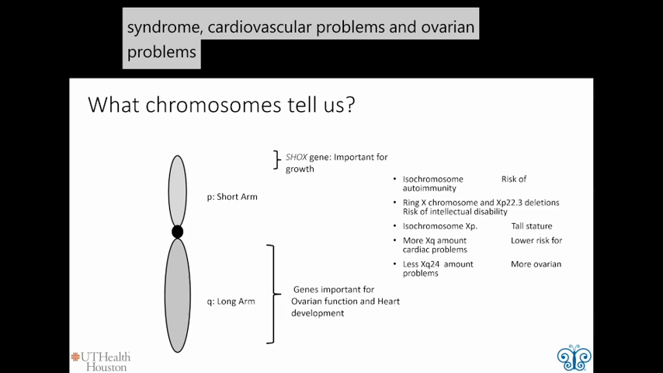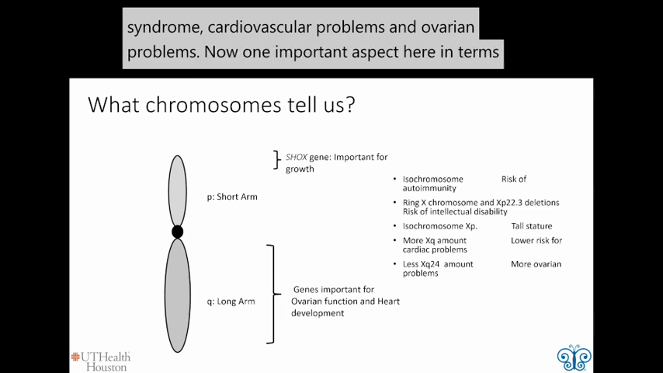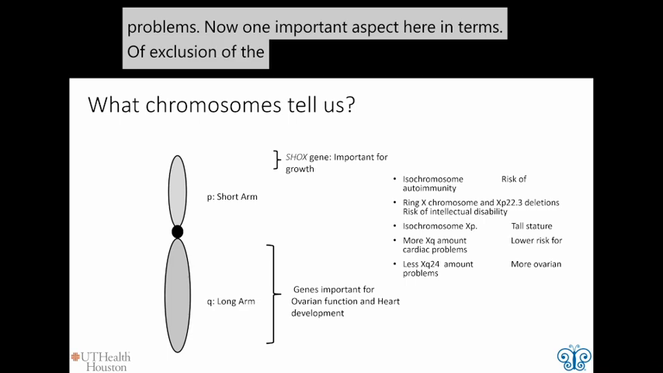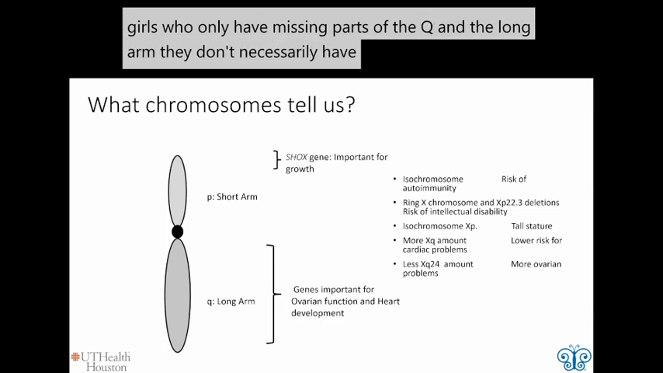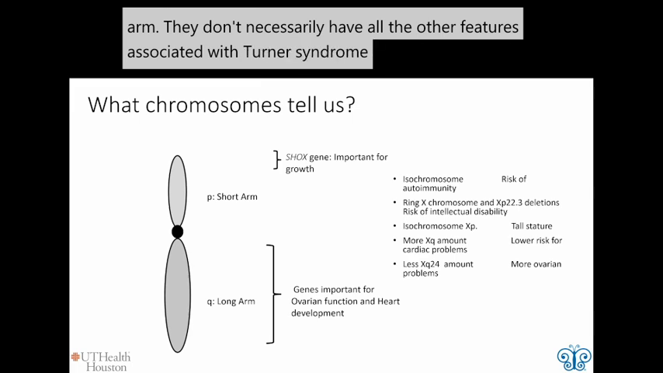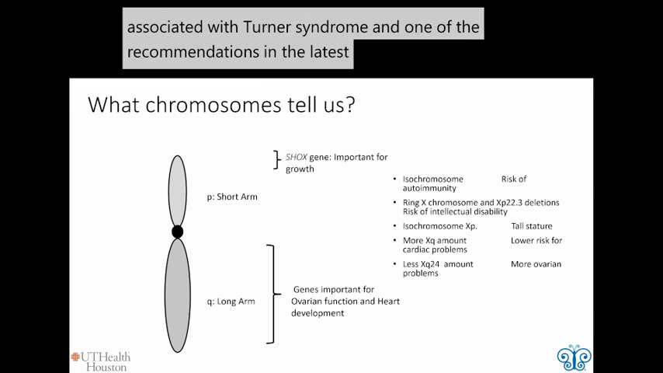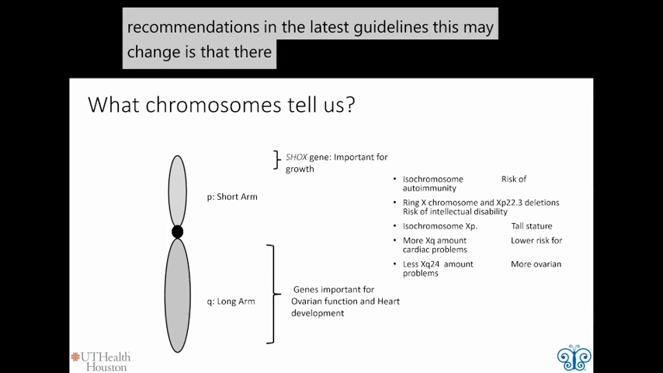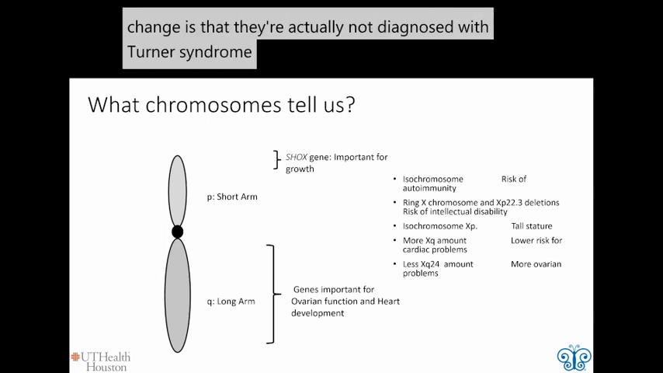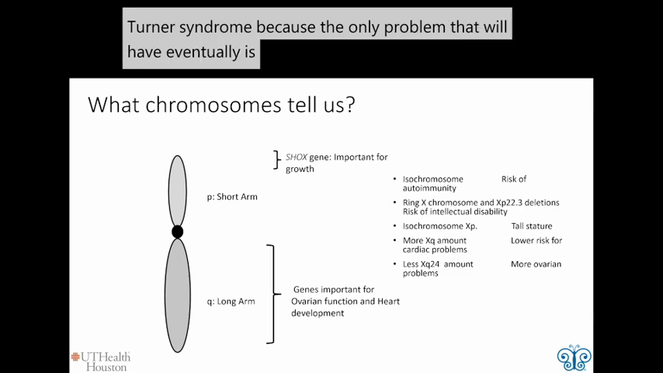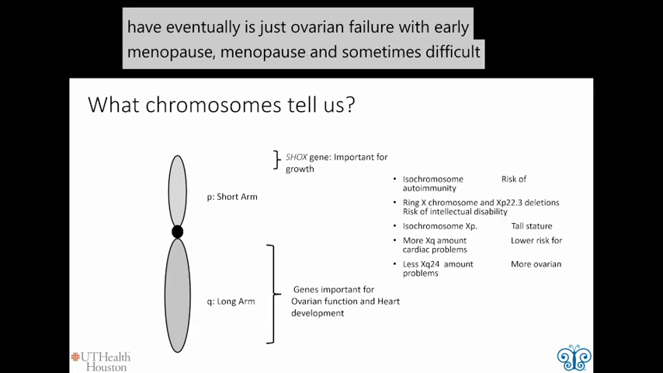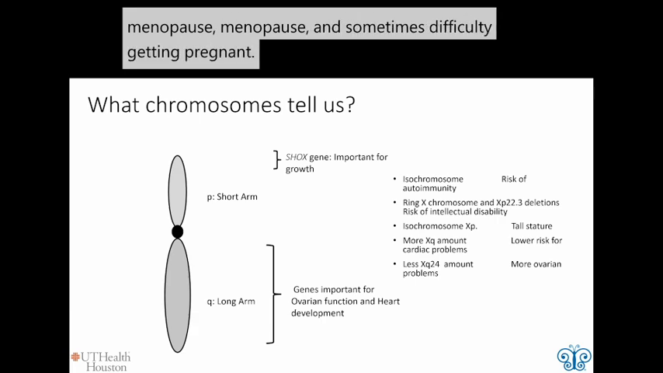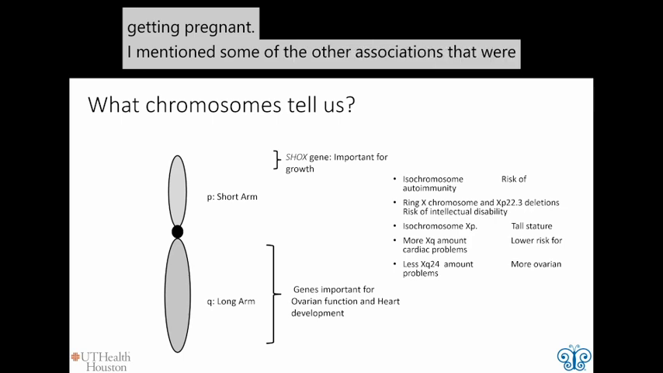Now, one important aspect here in terms of exclusion of the diagnosis of Turner syndrome is girls who only have missing parts of the Q arm, the long arm. They don't necessarily have all the other features associated with Turner syndrome. And one of the recommendations in the latest guidelines, this may change, is that they're actually not diagnosed with Turner syndrome because the only problem that we'll have eventually is just ovarian failure with early menopause and sometimes difficulty getting pregnant. I mentioned some of the other associations that were listed there.